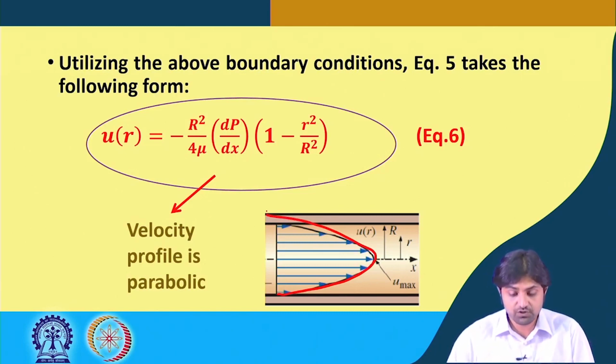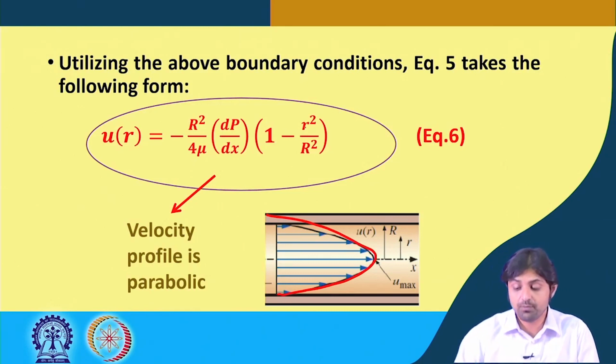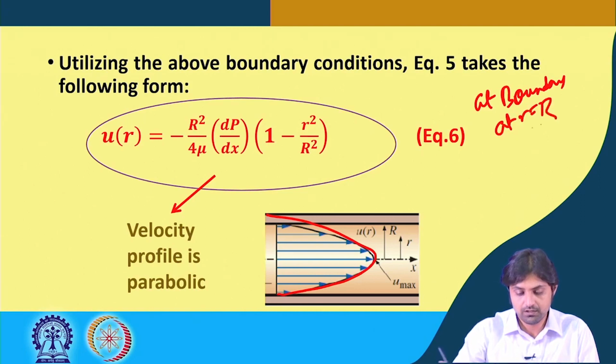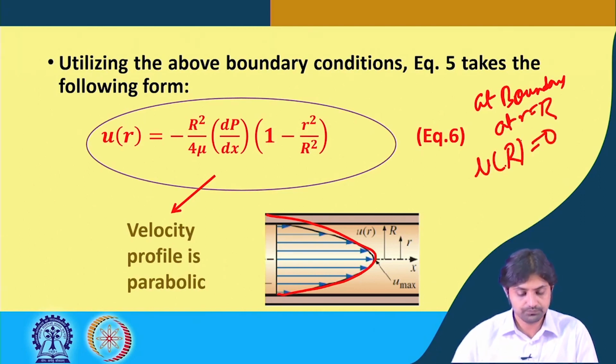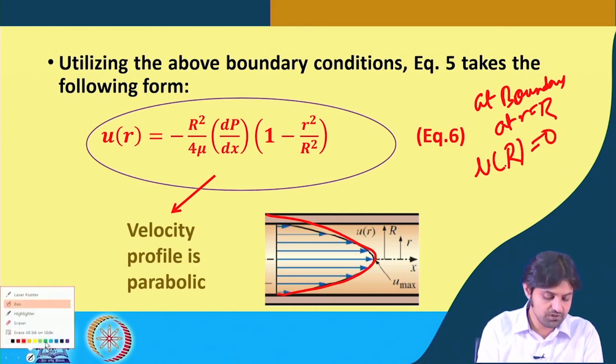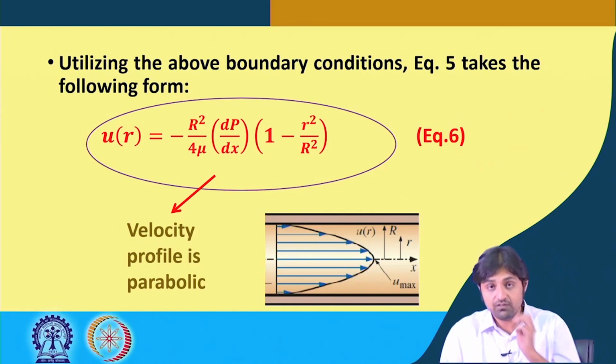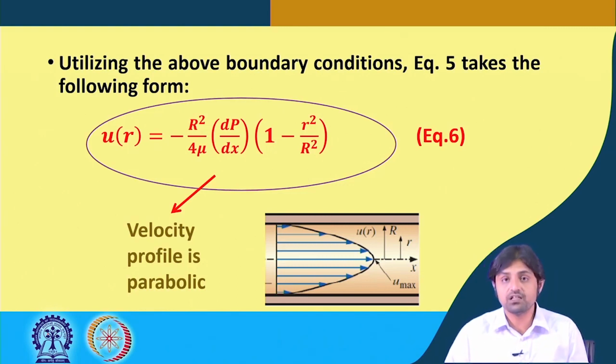So, u as a function of r, if you put small r equal to capital R at the boundary, just check, u at r is going to be 0. This is satisfied, but actually we used this assumption to derive it. So, we should not say that this is actually a check of the equation, because of course it is going to be that, because that was the boundary condition.